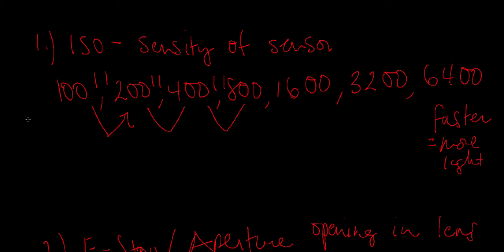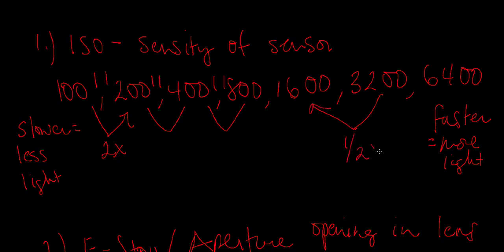And of course our lower numbers will be slower. And that means less light comes into the exposure. So as we move from a lower number to a higher number, we are doubling our light. Likewise, if we move from a higher number to a lower number, we're cutting the light in half.